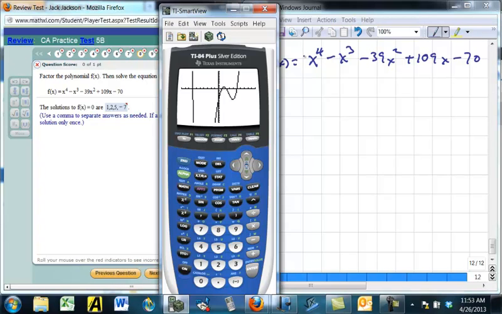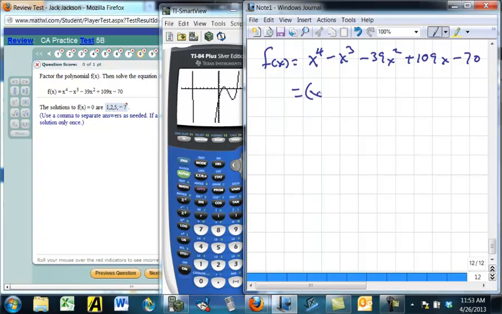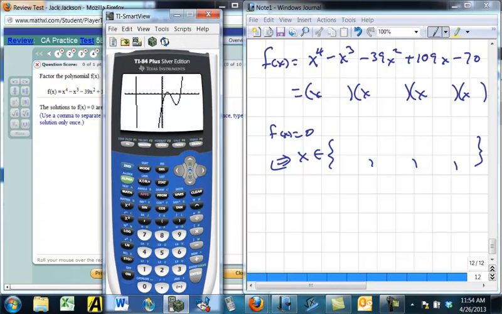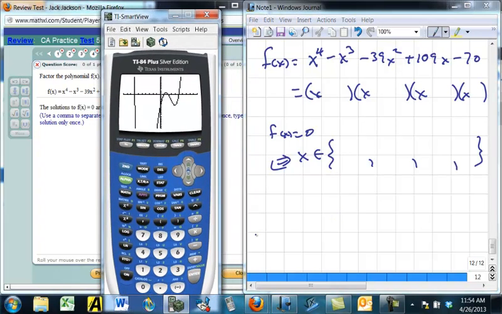X to the 4th, positive 1 coefficient, goes up on the right. Arrows go the same direction, so it's up on the left here. So this is coming down from left to right. Multiplicity 1 root here, multiplicity 1 root here, here, and here. So all of these are going to factor as x plus or minus a number, and there's going to be 4 factors, and there's going to be 4 roots. And so if we graph f of x equals 0, then there'll be 4 numbers here. Each one corresponds to a factor, and each one corresponds to an x-intercept. So let's just find them.